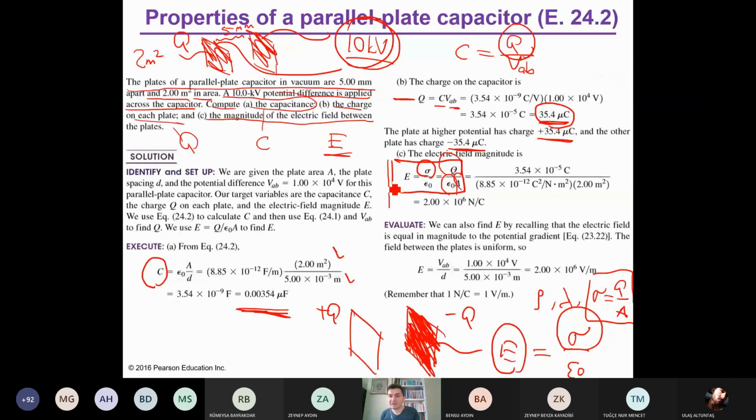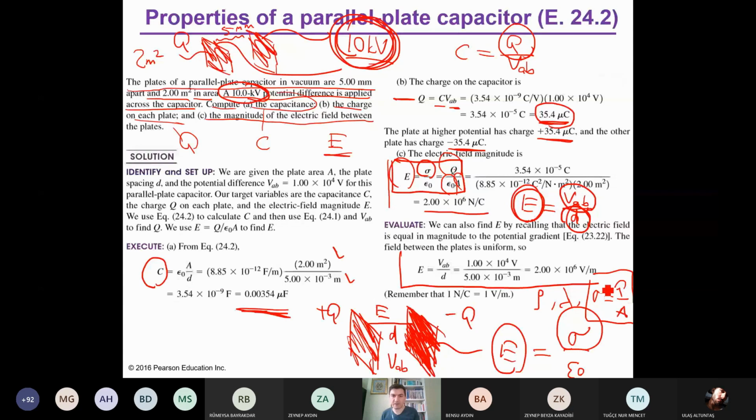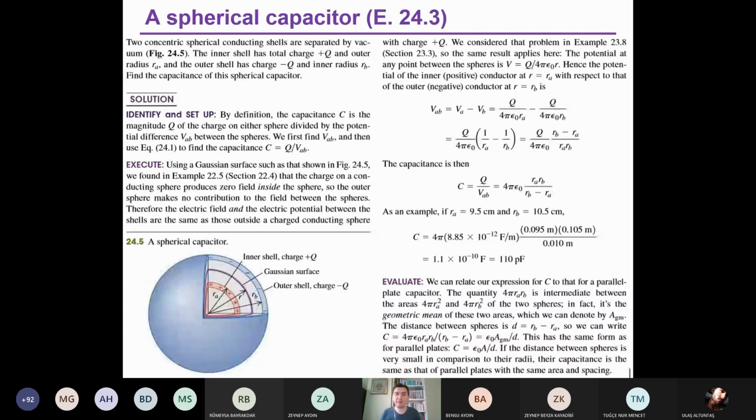Another way to calculate the electric field, remember 2 parallel plates and the electric field in between. If you know the voltage difference in between, and if you know the distance between the plates, you can also calculate the electric field in this form. This is the voltage difference between the plates, and this is the distance between the plates. Actually, we know VAB. This is 10 kilovolt. It is given in the question. And the distance between the plates is also given. Then you can calculate the electric field. It is done here in the evaluation part. And what do you see here? You can get the same result. You see? Any question?